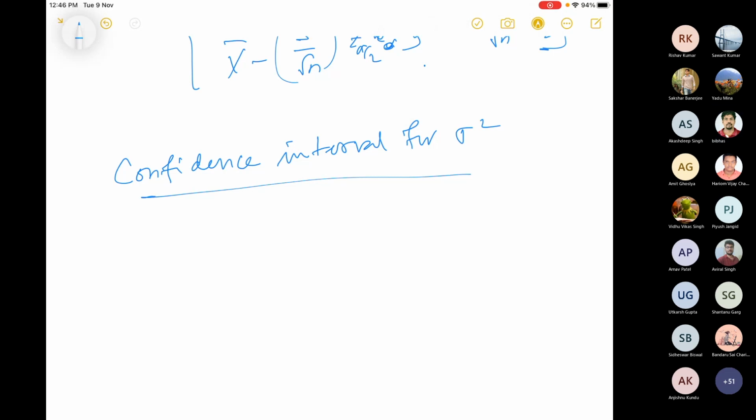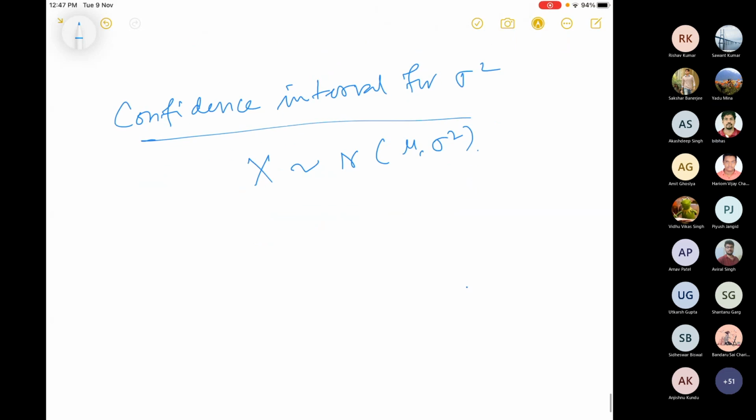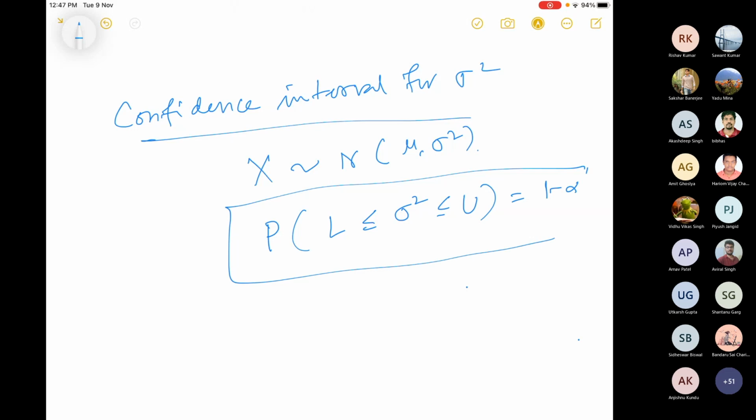Okay. So first, let's say the population is normal with mu and sigma square. And what I want to find out is L and U such that sigma square satisfies this property with 100 times (1 minus alpha) percentage. That is the confidence interval, where the lower bound is L and the upper bound is U.